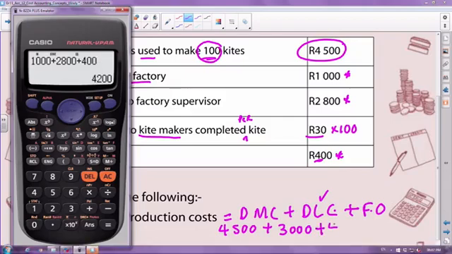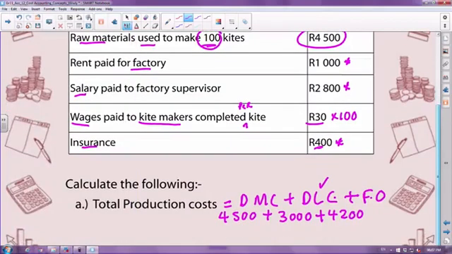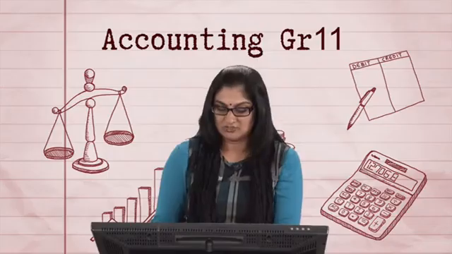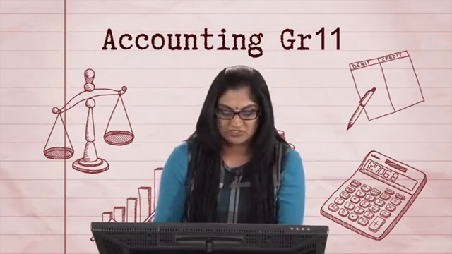So plus 4,200. Right, so if we add up the three amounts, I've got the 4,200 there already. So plus 3,000 plus 4,500. Okay, and that gives us a total cost of 11,700. Okay, so let's write that down, 11,700. Okay, so that's your total production cost. Straightforward, not difficult. Right, let's move on to the next question.